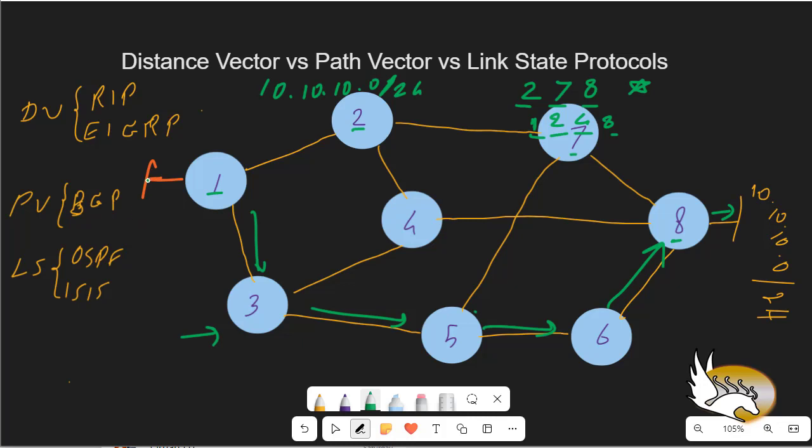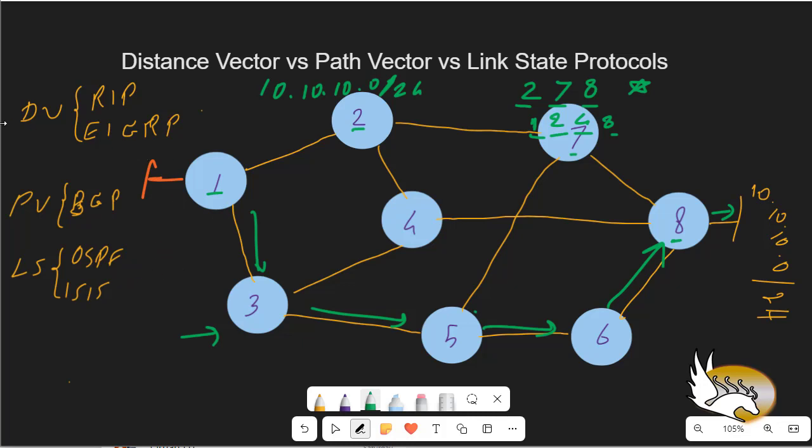So path vector does not count on metric. It counts on the number of autonomous systems mostly. Of course, there are some other features and criteria that we need to consider, but this is the overall understanding that you need to have of a path vector protocol. So let's summarize and wrap up.